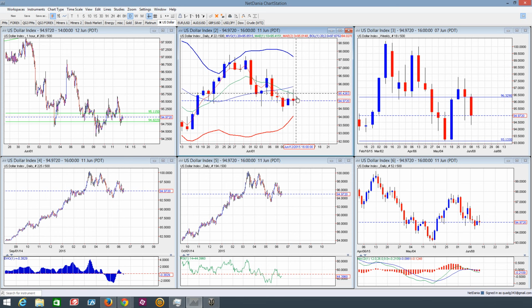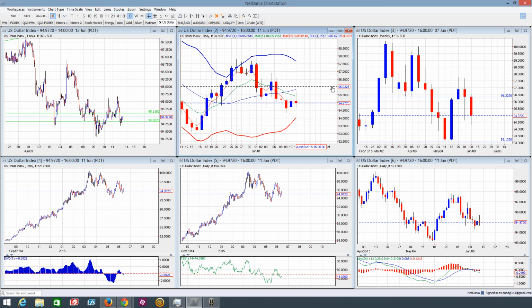So if we see the price come down and start pressuring this lower Bollinger Band at this current phase, it would be a very bearish indication of potential midterm sell-off yet to come. So something to be watching for.